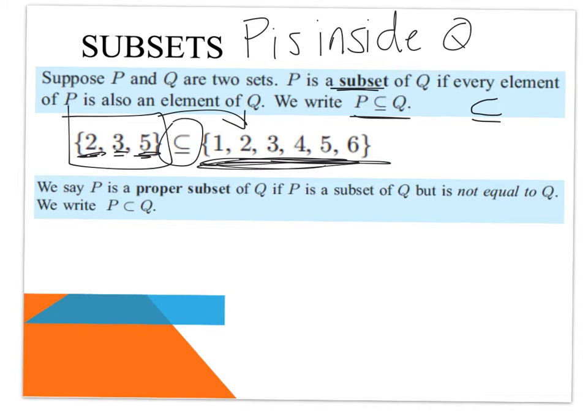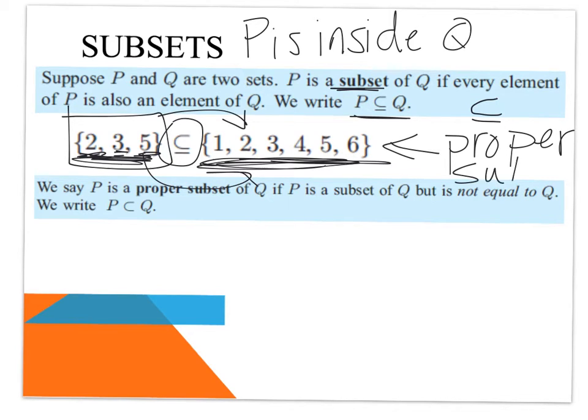We say P is a proper subset of Q if P is a subset of Q but not equal to Q, meaning they don't have all of the same elements. This would also be a proper subset because every element in this set is not in this set. They're not equal. So every proper subset is also a subset.